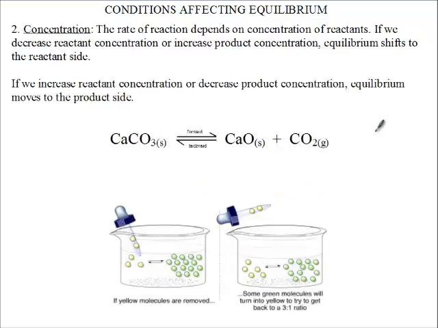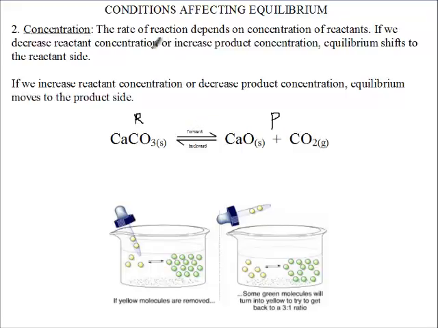The second factor we're going to look at is the concentration. Now, in a reaction, just as we know, we have the reactant side and then we have the product side. As reactants disappear, products appear. As the products disappear, the reactants appear. That is it for reversible reactions.